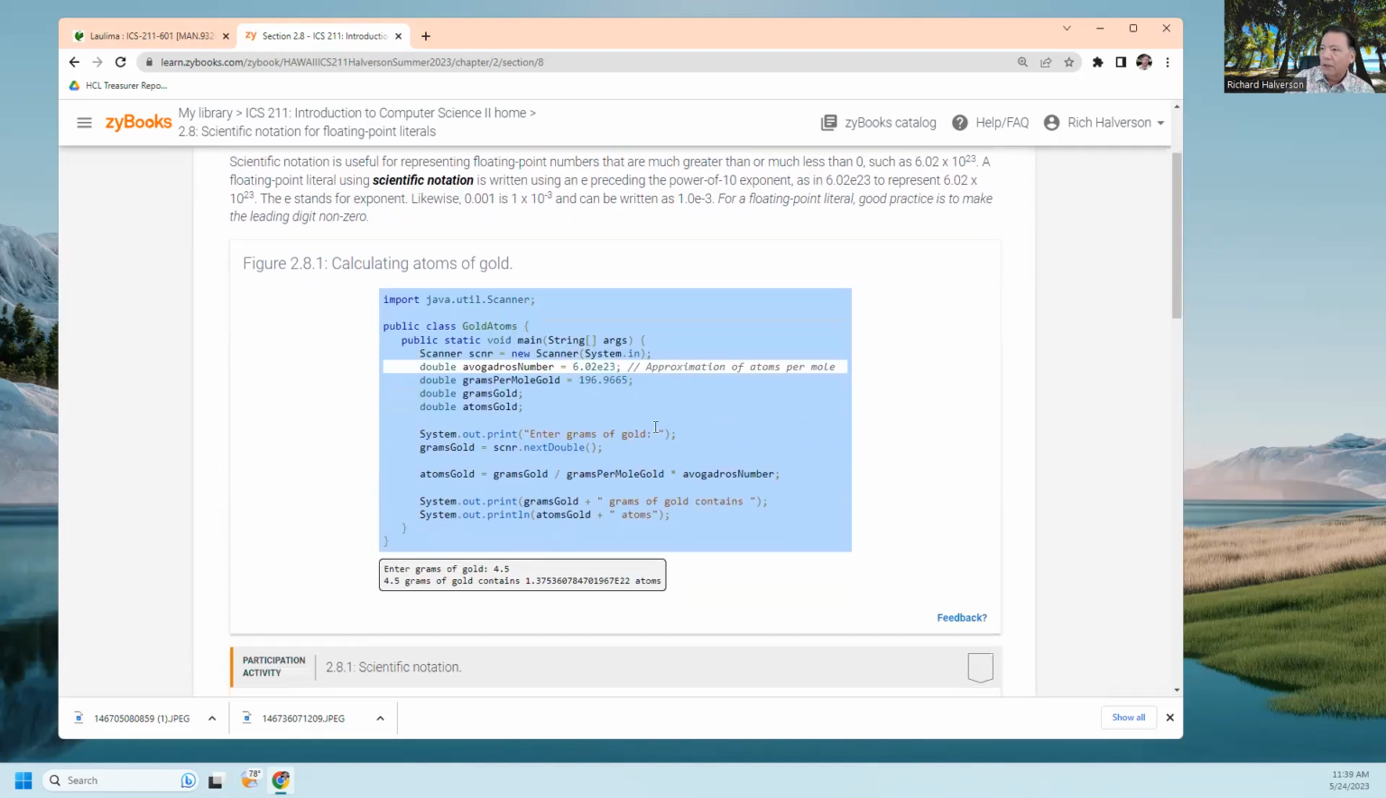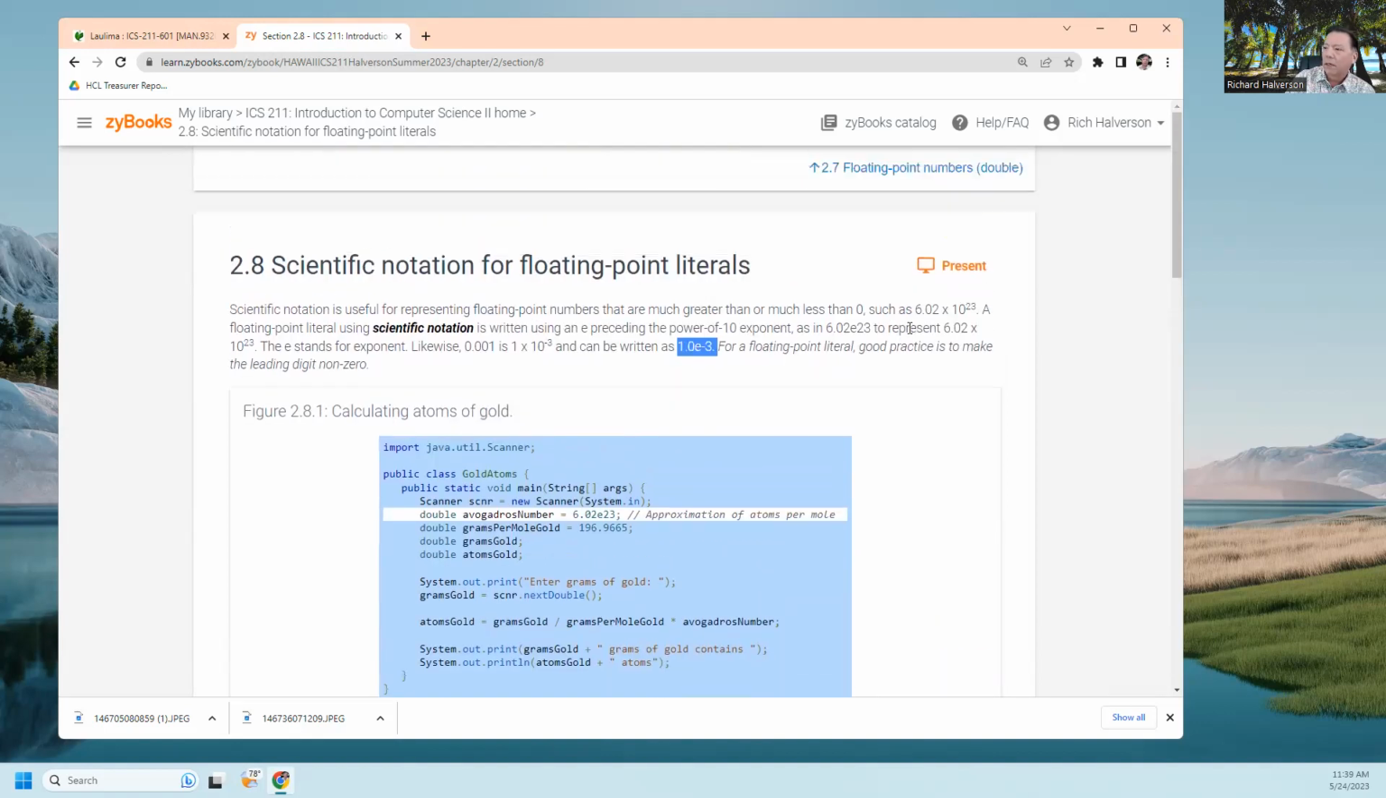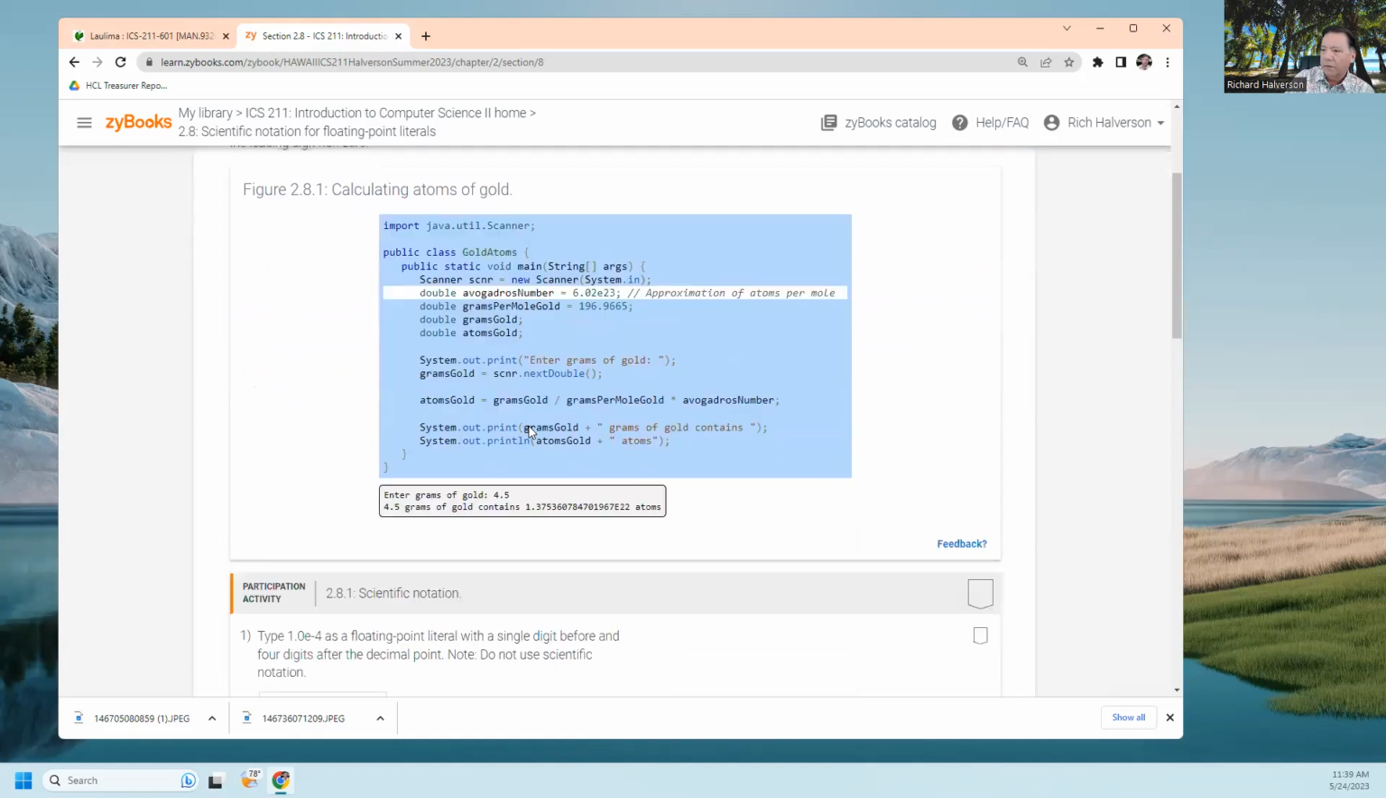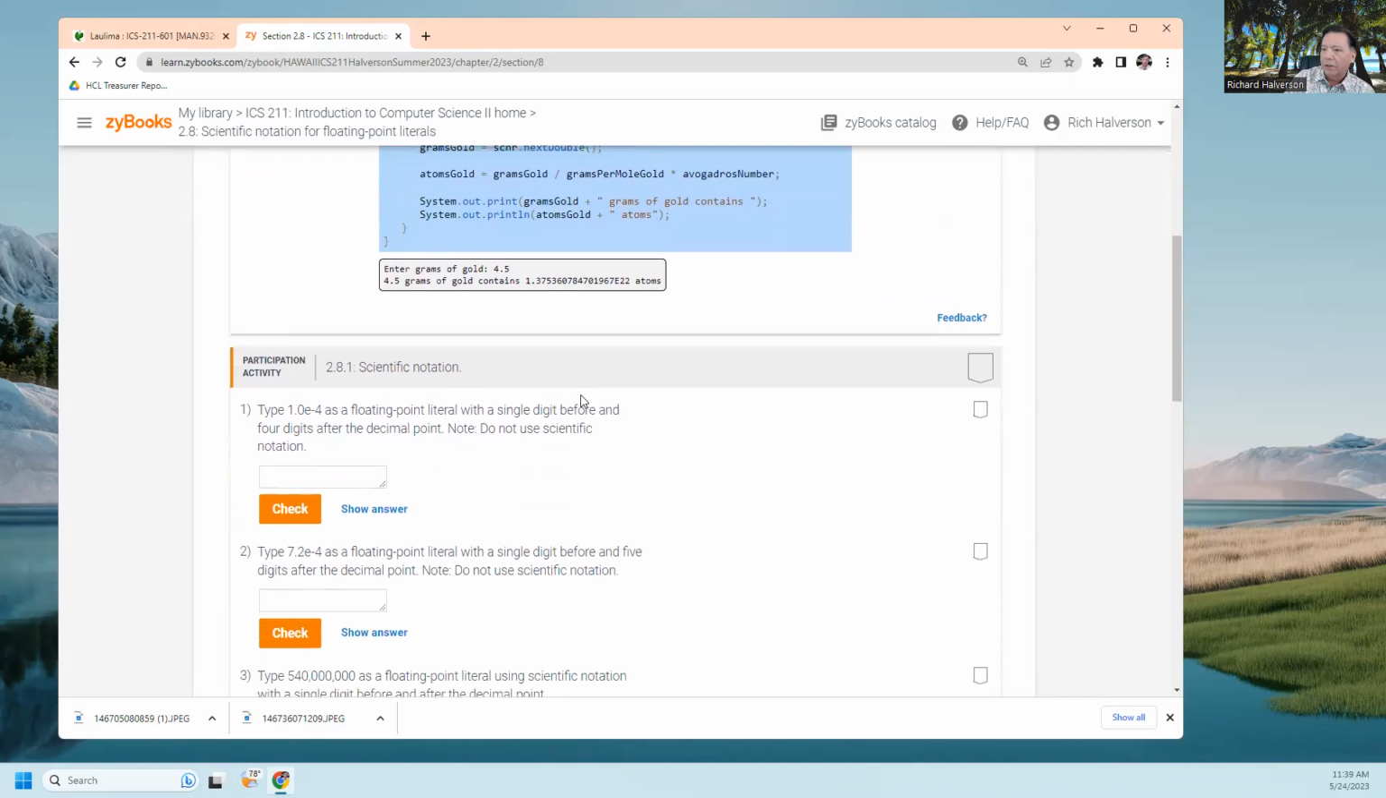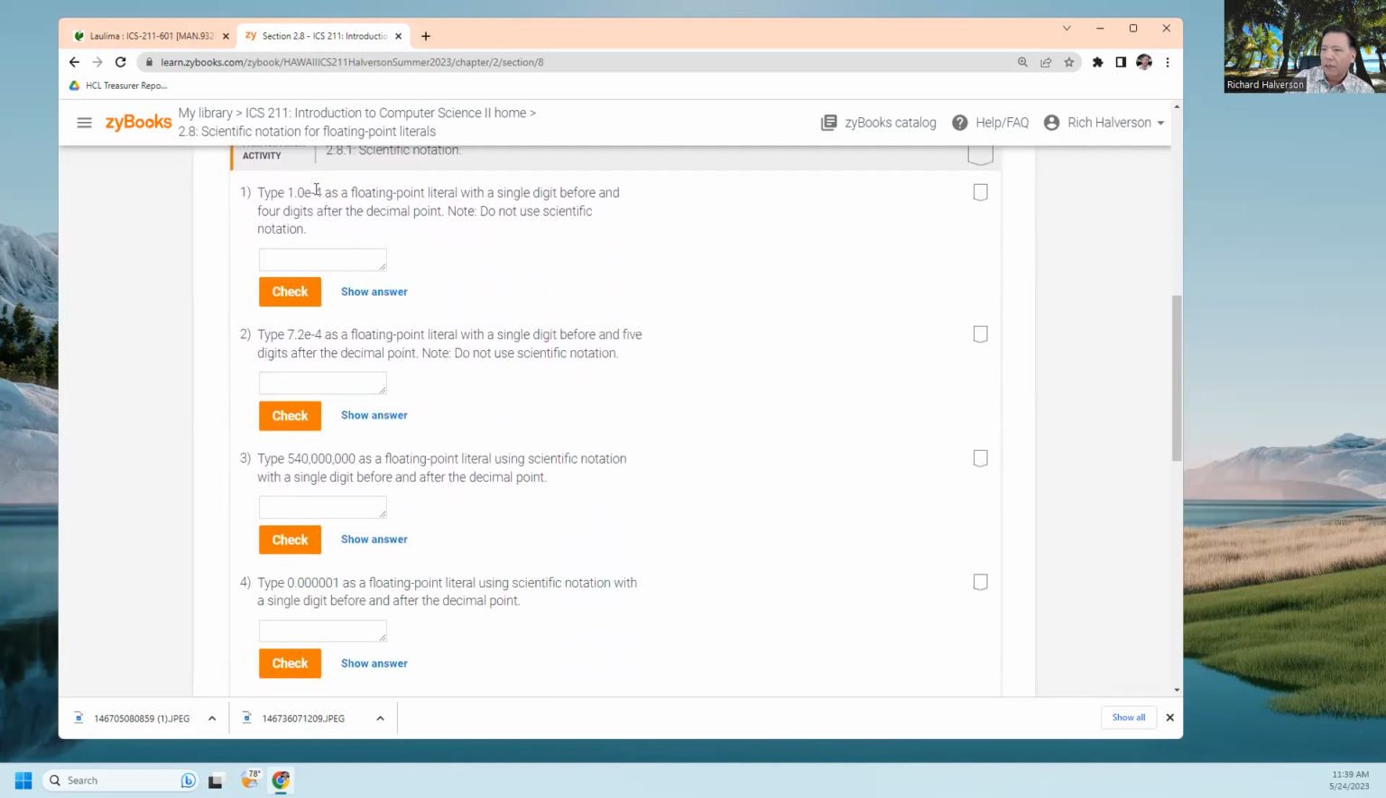This one is 1 times 10 to the minus 3, which is 1/1000th. It's a good idea to put the leading 0 in there if it's a 0. Make sure you type this as a floating point literal with a single digit before and 4 digits after the decimal point. They just tell you what the answer is.